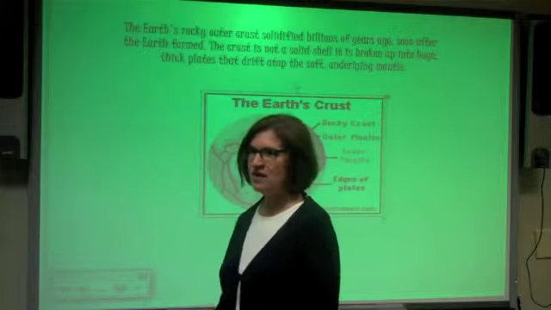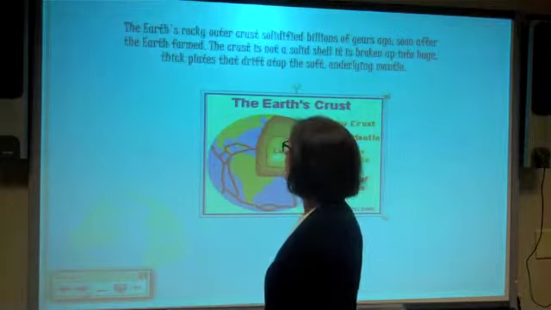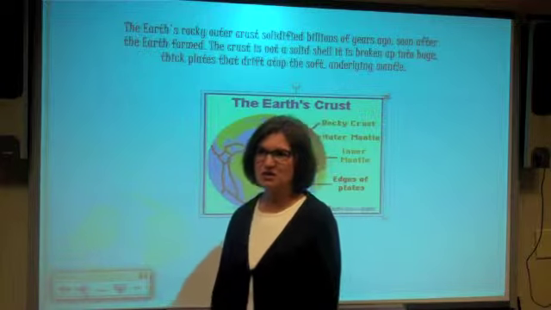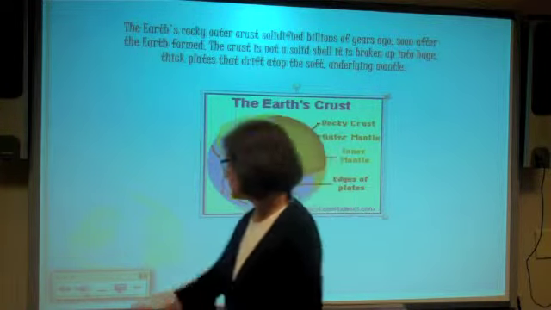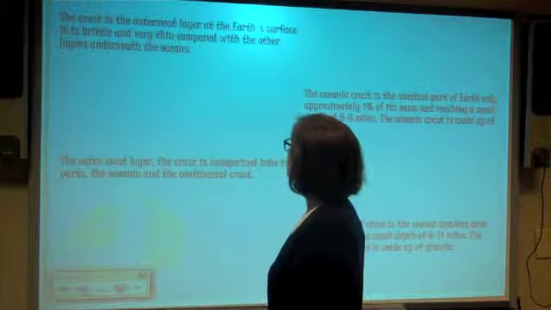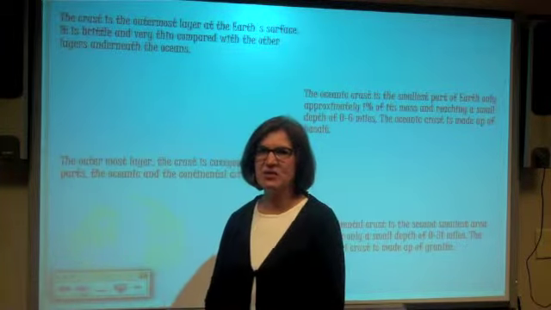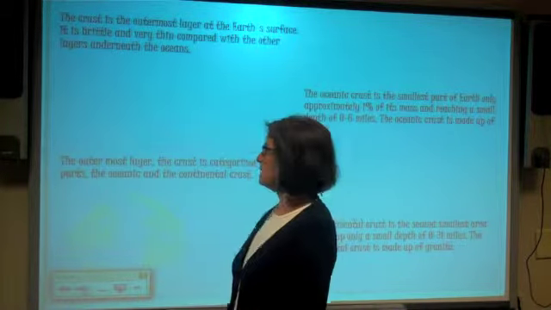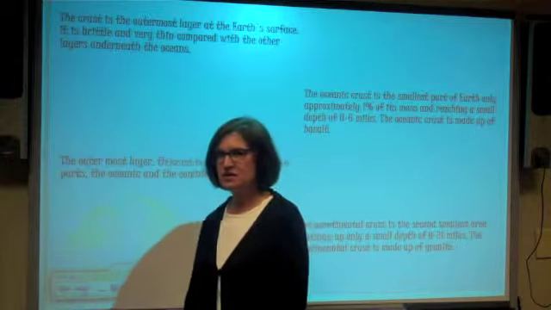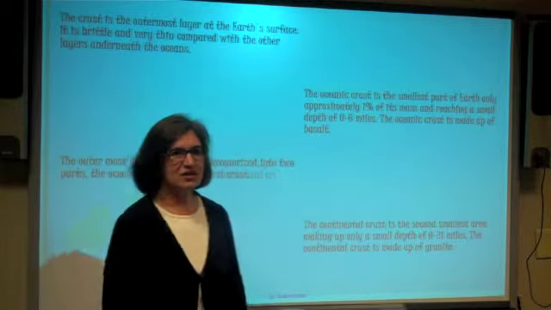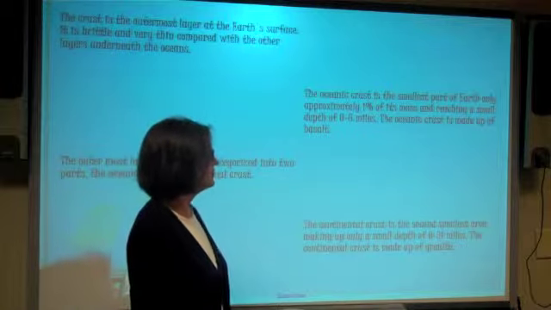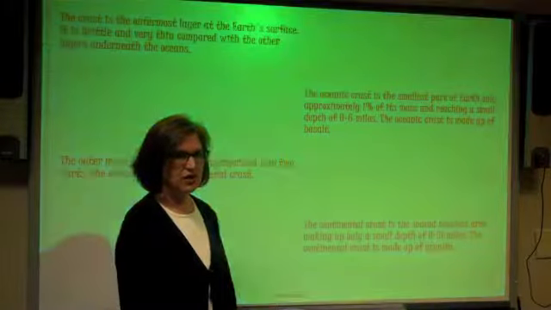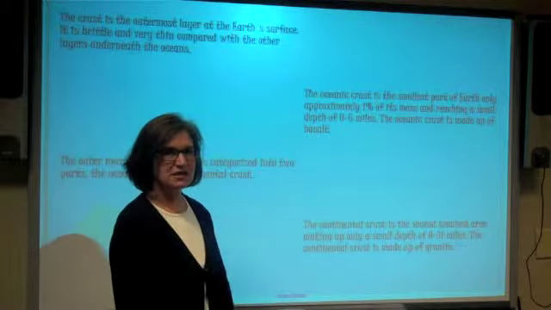The Earth's rocky crust solidified billions of years ago. The crust is not a solid shell. It floats along the outer mantle. The crust is the outermost layer of the Earth. It is made up of the continental crust and the oceanic crust. The oceanic crust is the smallest part of the crust, and it is made up of basalt. The continental crust is the second smallest, and it is made up of granite.